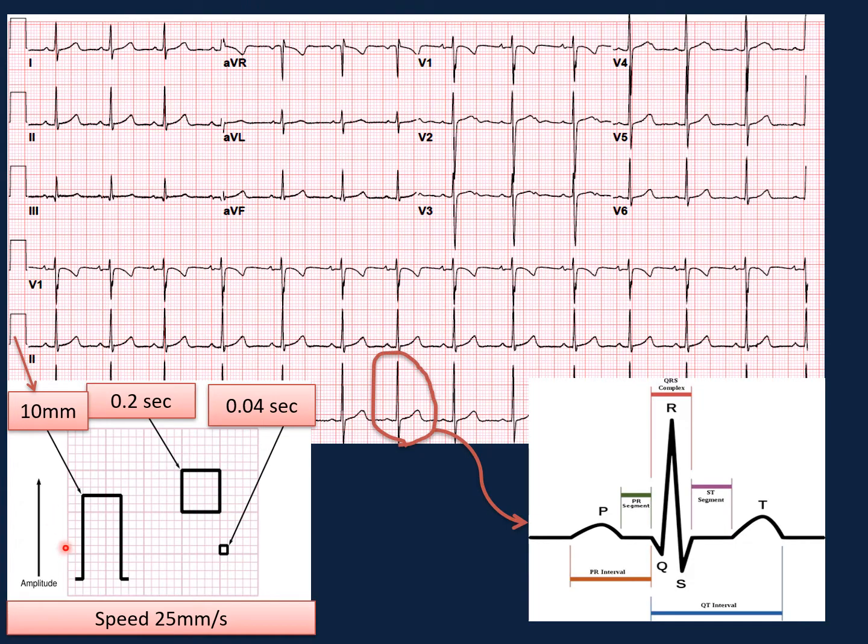Very important to look at the calibration. Standard calibration is 2 large squares for the amplitude, or 10 millimeters. The standard speed is 25 millimeters per second.